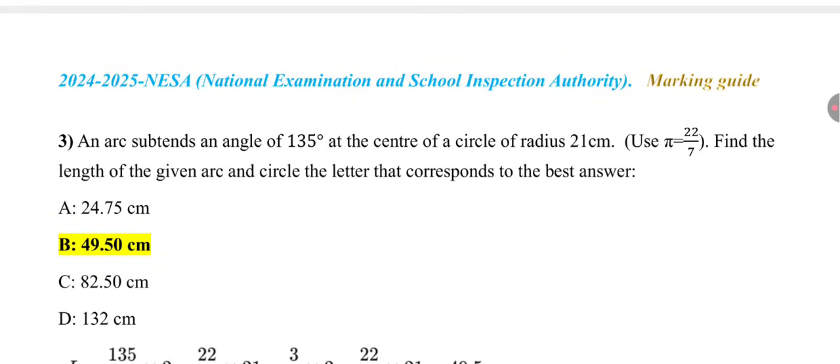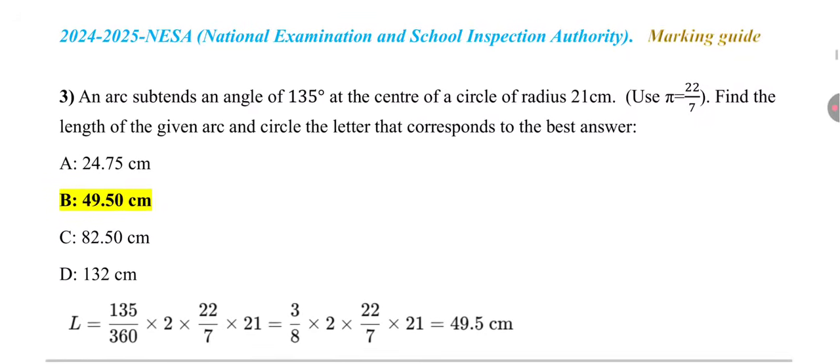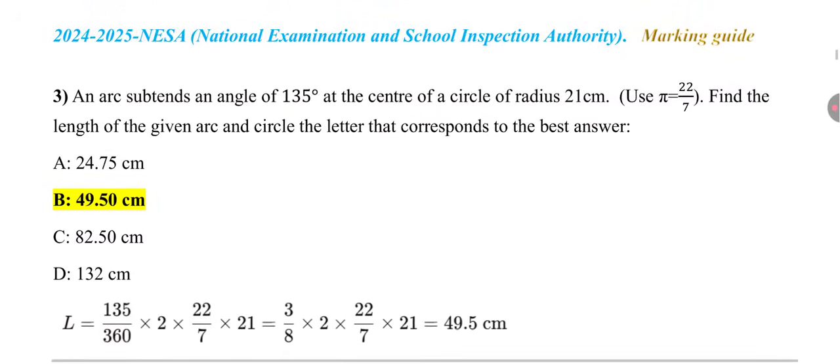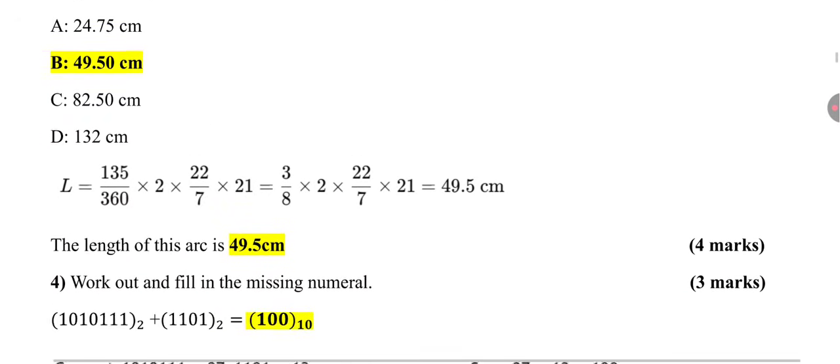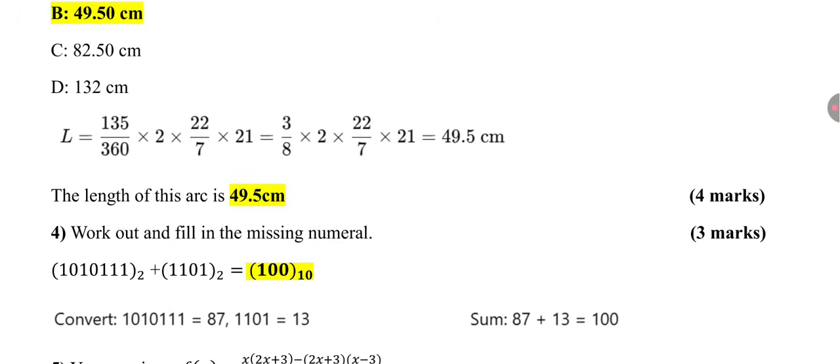Then there is number 3, where you have an arc that subtends an angle of 135 degrees at the center of a circle of radius 21 centimeters. Use pi equal to 22/7 and find the length of the arc, choosing the letter that corresponds to the best answer. The length is 49.50 centimeters, and the proof is here: length equal to 135/360 times 2 times 22/7 times 21.